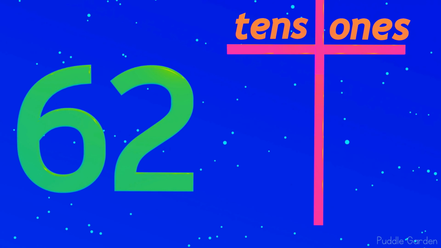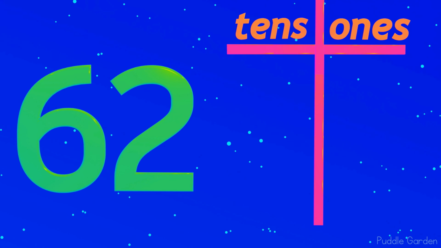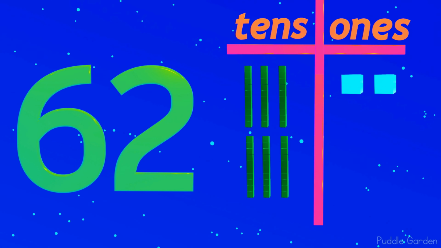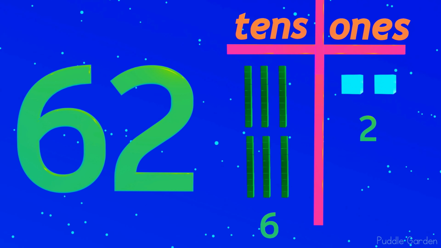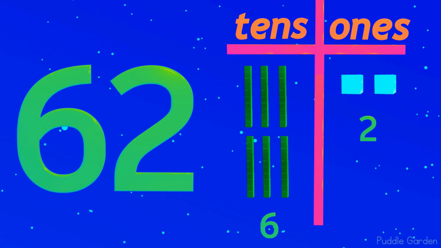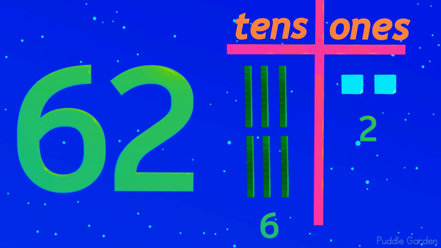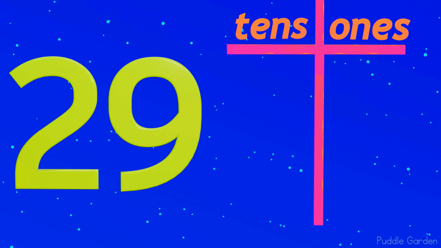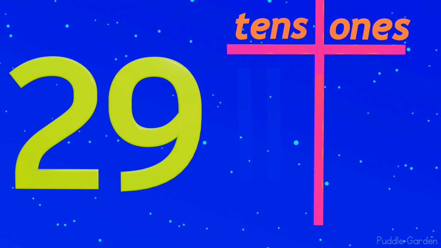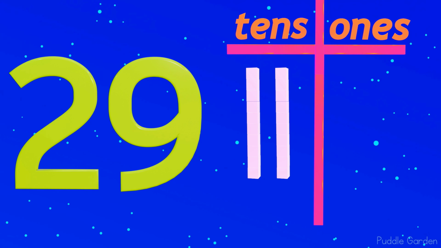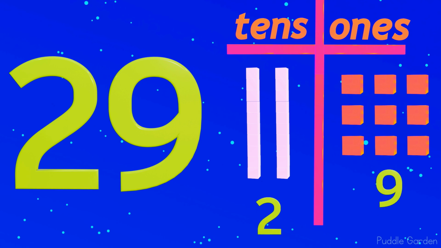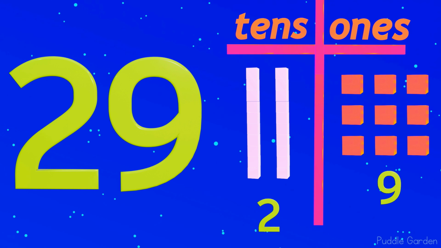Next is 62. That means you have 6 tens and 2 ones. 6 tens represents 60, and if you add 2 ones, that means you have 62. Next is the number 29. 29 means you have 2 tens and 9 ones.